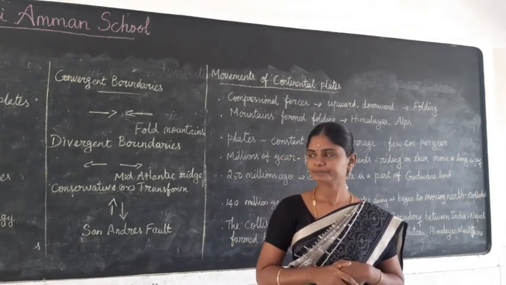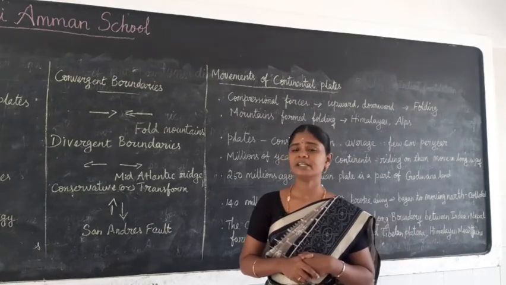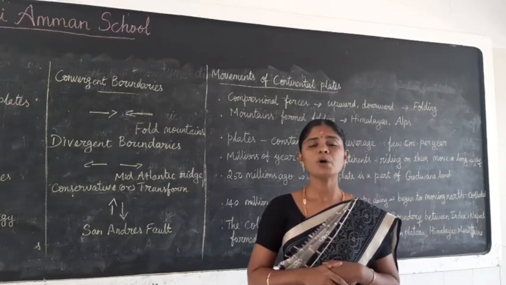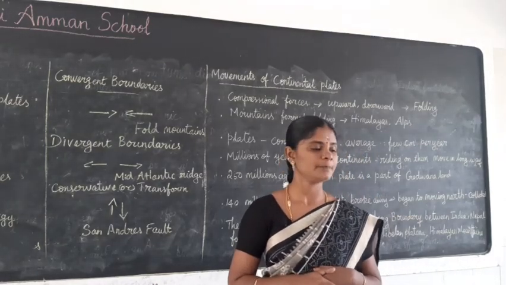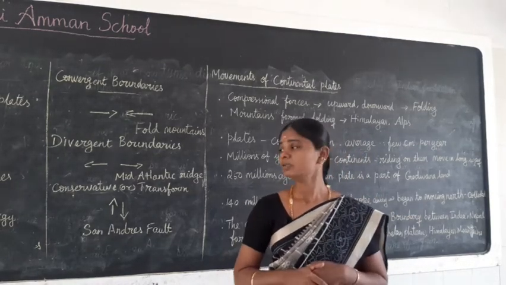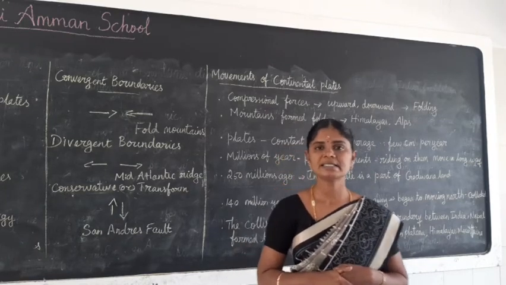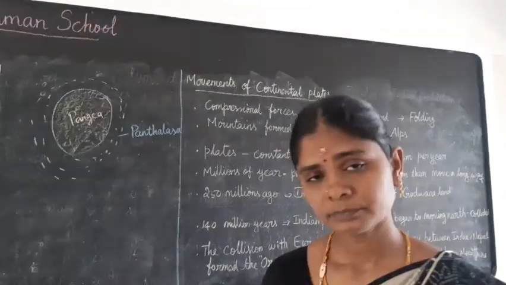Do you clear? Next, conservative or transform boundary. Here the plates move horizontally past each other. The San Andreas fault is the best example of such movement.